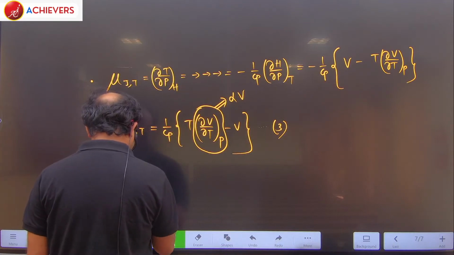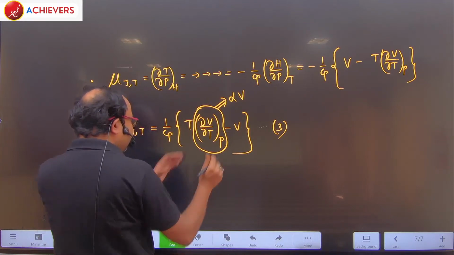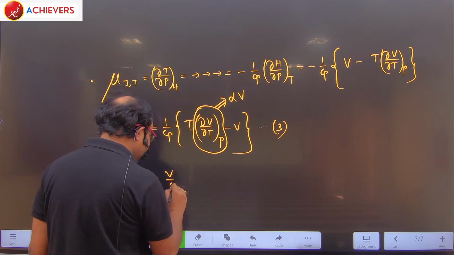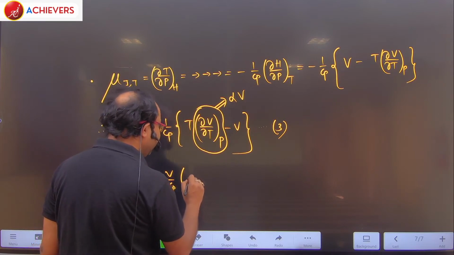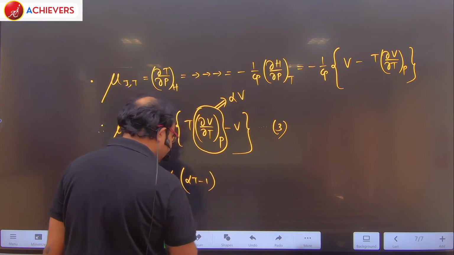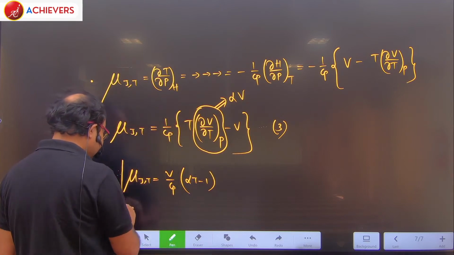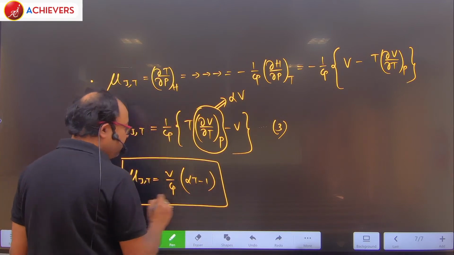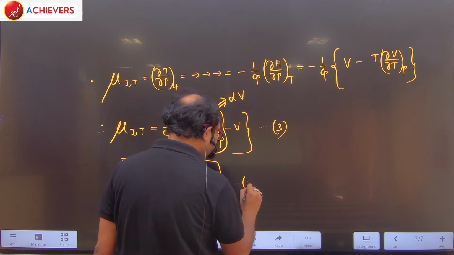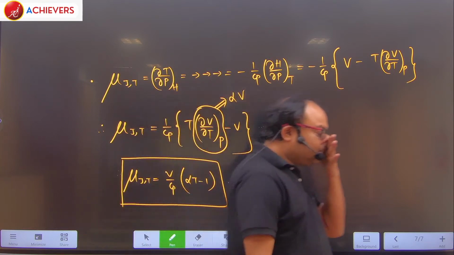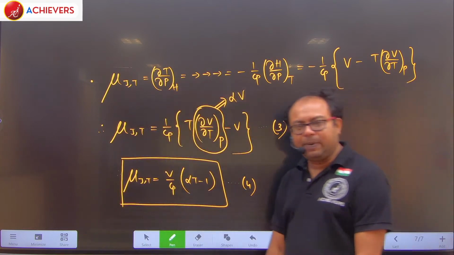Therefore, mu jt becomes, you see, you can take V common. So it becomes V by Cp whole multiplied by alpha T minus 1. So this is another expression, and this is the fourth expression. So these are the 4 important expressions of mu jt.